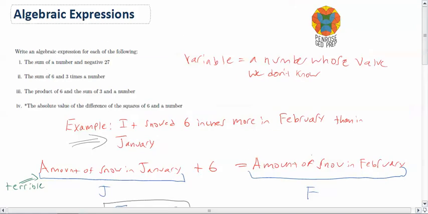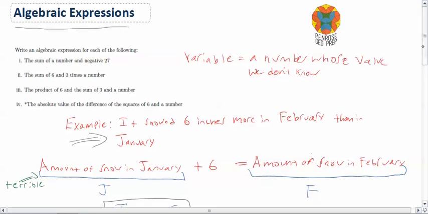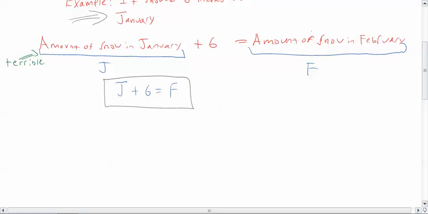You may be wondering if this is an algebraic expression, because that's the title of the video, but it is not. It's not an algebraic expression because it has an equal sign. So now let's talk about what an algebraic expression is. An algebraic expression is basically something that tells you what to do with a variable. So an example of an algebraic expression would be J plus 6. J plus 6 says add 6 to J, which is our unknown number, which is also called our variable.